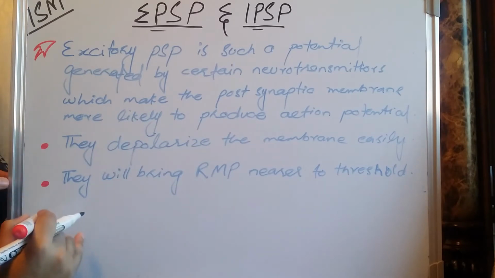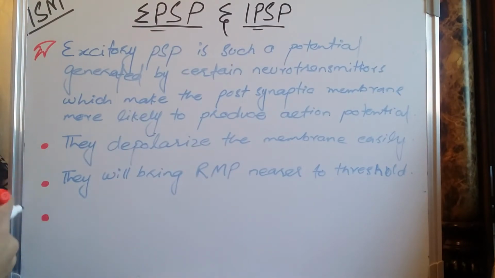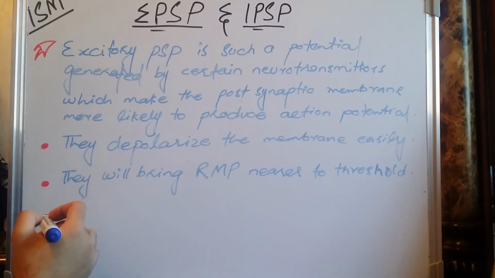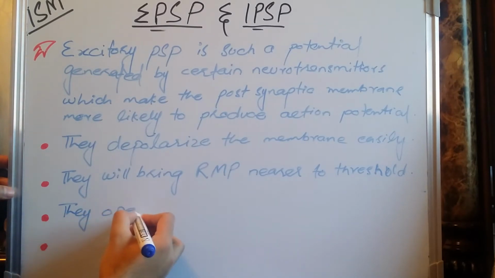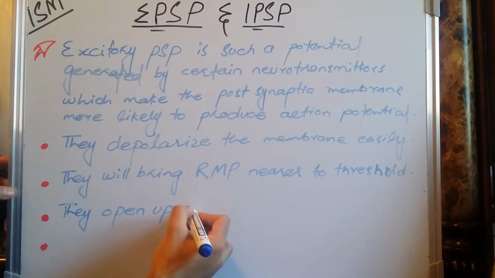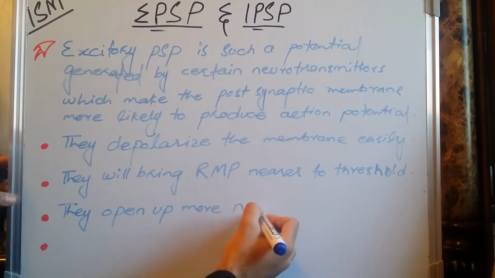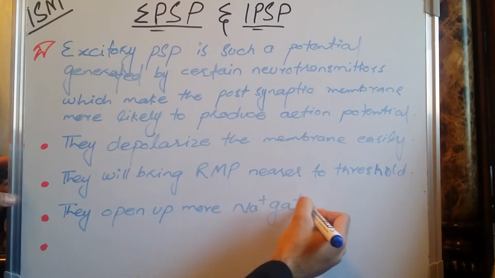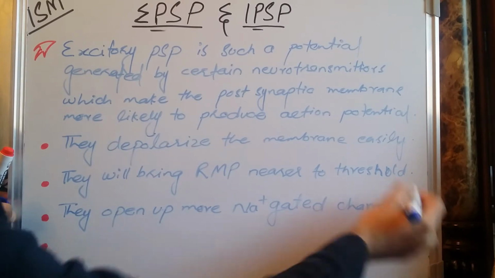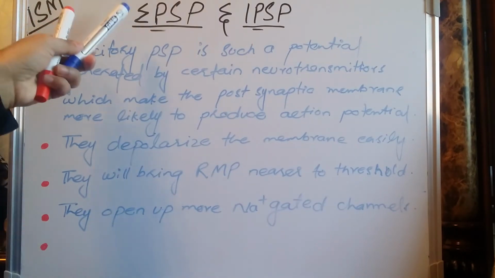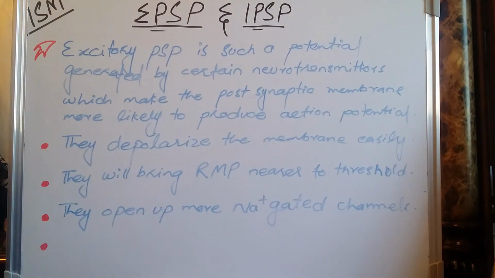Now a few examples of the excitatory postsynaptic neurotransmitters. The other point is that they open up more sodium gates, sodium channels. Such neurotransmitters which produce excitatory postsynaptic potentials are acetylcholine, glutamate and aspartate.